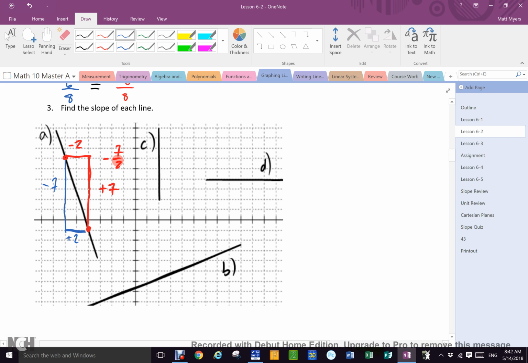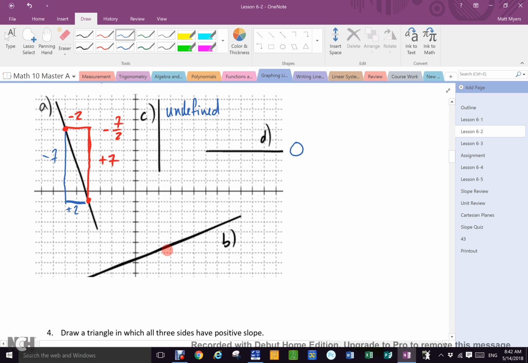What's C? Death or boring? Death. So what slope is that? Undefined or 0? Undefined. What's this one? Death or boring? Boring. So what slope is it? 0. You do B. Go.